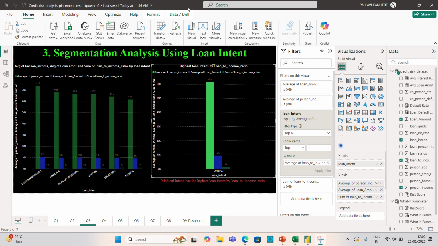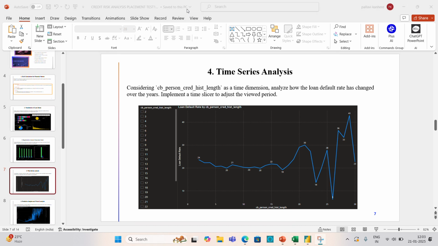In the second column chart, I filtered by the loan intent to highlight the top loan to income ratio, and you can see that the medical intent has the highest loan to income ratio.